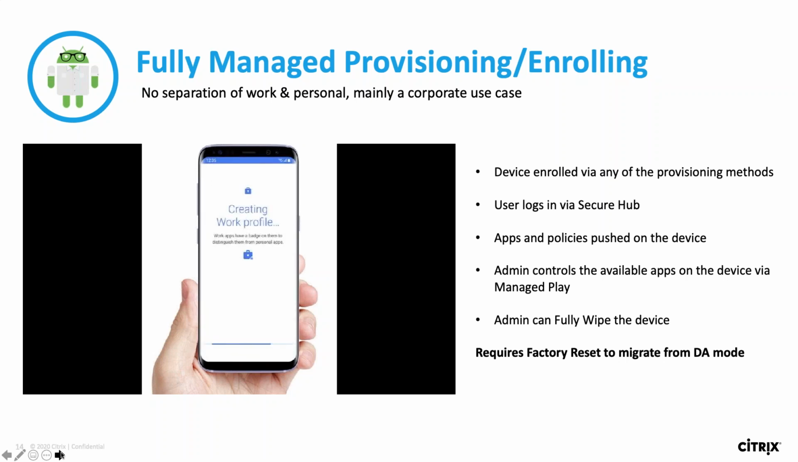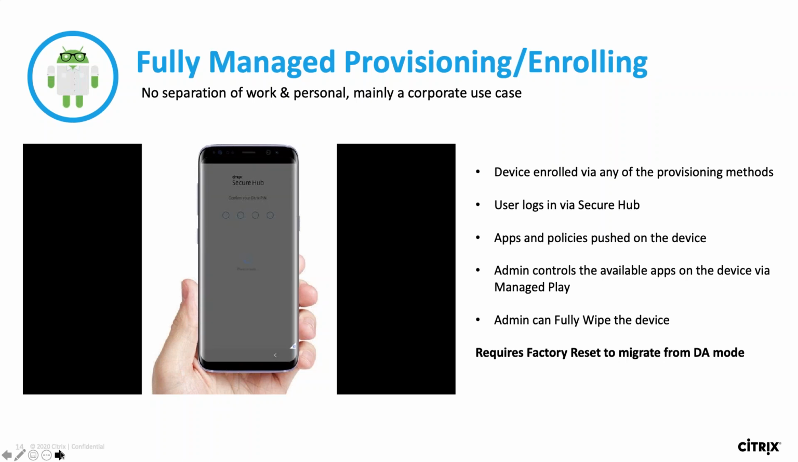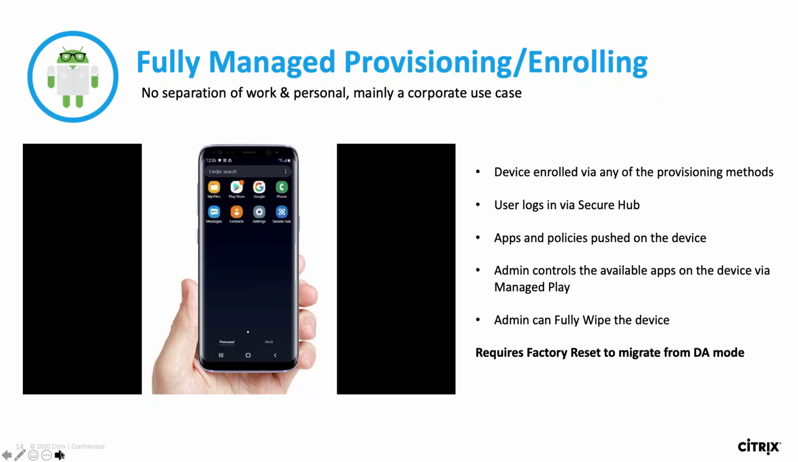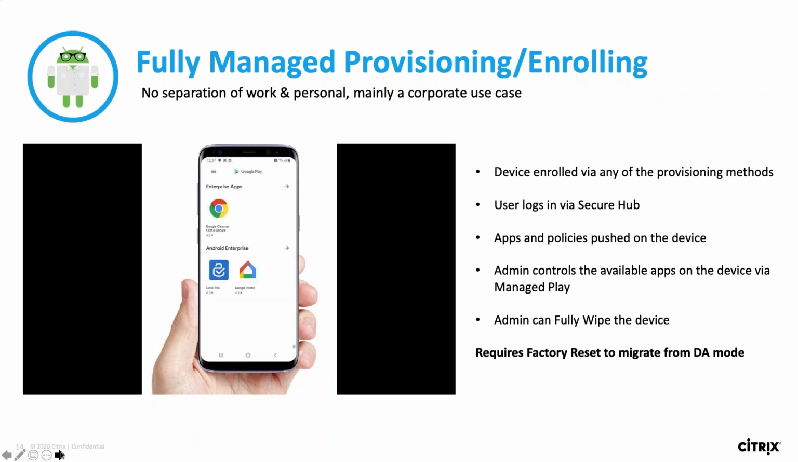Here, the biggest difference is that the admin controls the device itself. Some of the examples are, in the work profile, you can only selectively wipe the work profile, versus here you can fully wipe the device, right? So there are certain controls that you get with a fully managed device. And a key thing to note here is that this is a platform requirement where you need to factory reset the device before you migrate from DA, right? So if you have any devices currently in DA mode that are corporate owned and you want to move to a fully managed mode, then you have to factory reset those.